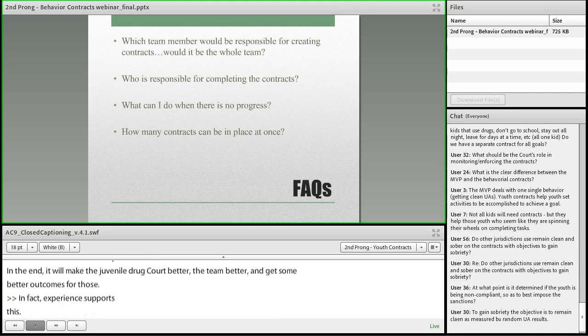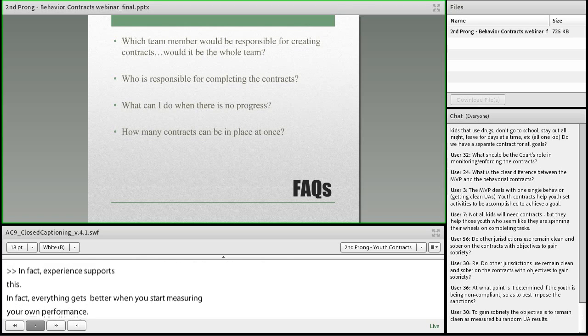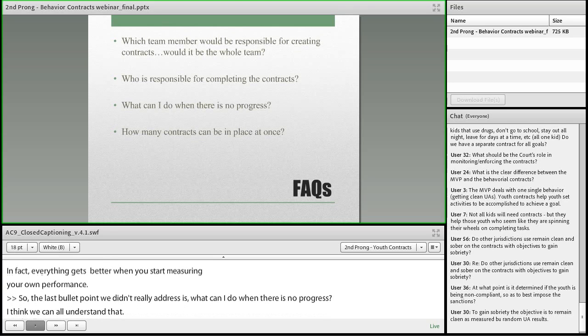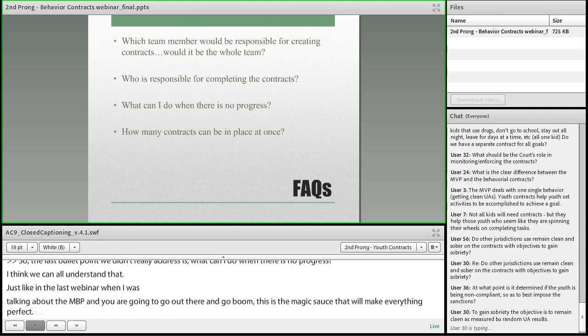So the last bullet point that we didn't really address is, what can I do when there's no progress? Because, of course, I think we can all understand that. And just like in the last webinar when I was talking about the MVP, I don't think you're going to go out there and boom, this is the magic sauce, the magic dust that's going to make everything perfect. So you're going to have some things that you're going to struggle with. There's no progress. Every week it's not completed. So you're really going to have to think about that.